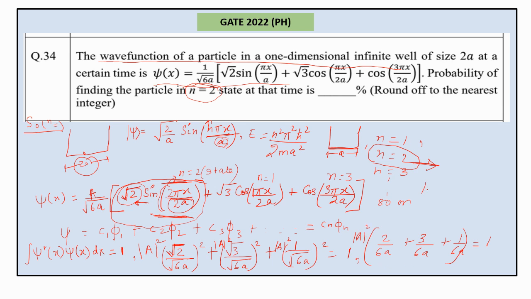So this 1 upon a square is equal to 6 upon 6a. It will give 6 upon 6a is equal to 1. So a square will be a, and a is equal to root a. If you multiply the whole term by root a, when you normalize this again, you will get 1, because the probability of finding the particle over all space should be 1, right?